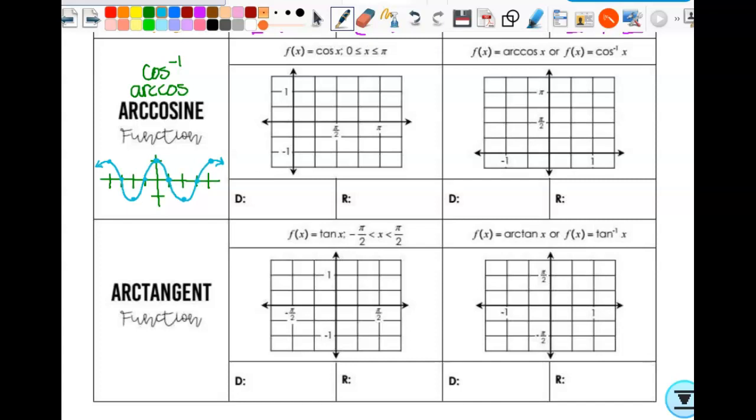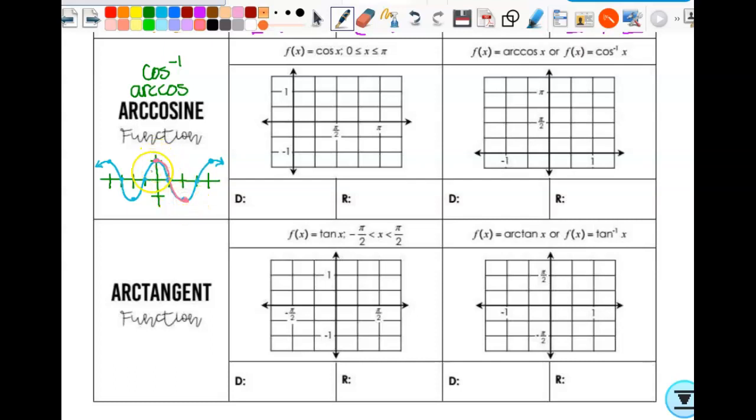So if we are looking at this, I have to get a section of this where I can actually take the inverse. I can't go from negative pi halves to pi halves again because this part is going to fail the horizontal line test. I can still go from 0 to pi halves, but that only gives me half of my y values, but if I keep going to pi, then I'll be fine.